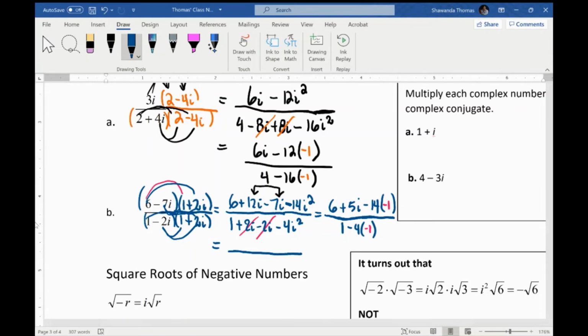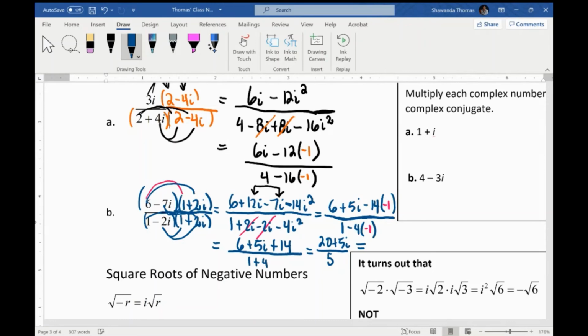Now, did you write 6 plus 5i plus 14 over 1 plus 4, which is, tell me what's in the numerator now. 20 plus 5i over 5. Very nice.